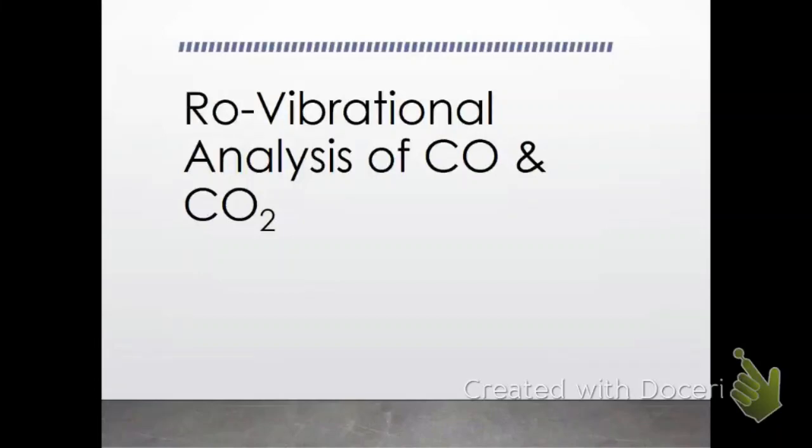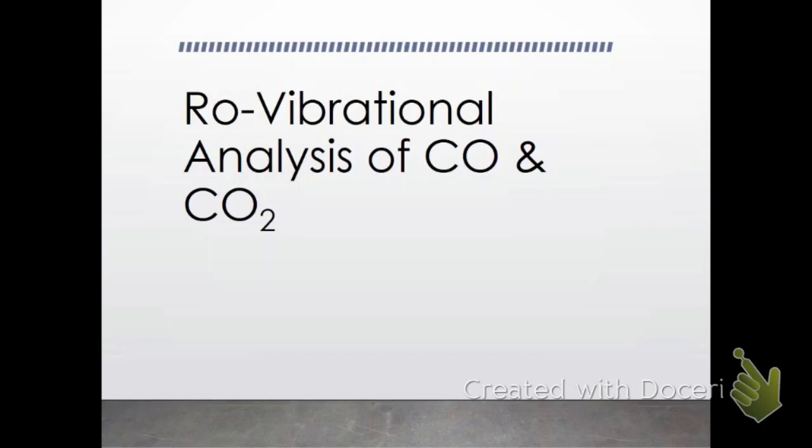In this video, we're going to look at the rovibrational analysis of the carbon monoxide and carbon dioxide product gases from our combustion experiment. We'll start by taking a look at the spectrum of a simple diatomic molecule and how we analyze that to get information about rotational constants and ultimately about the bond length for the diatomic.